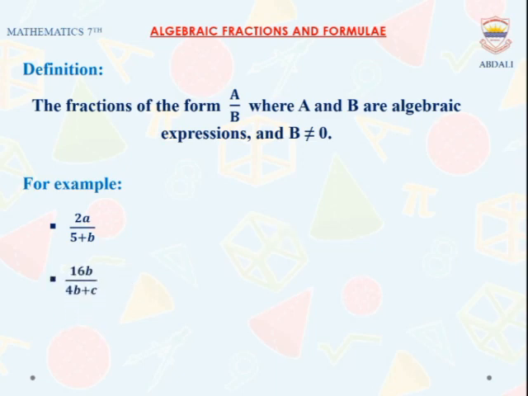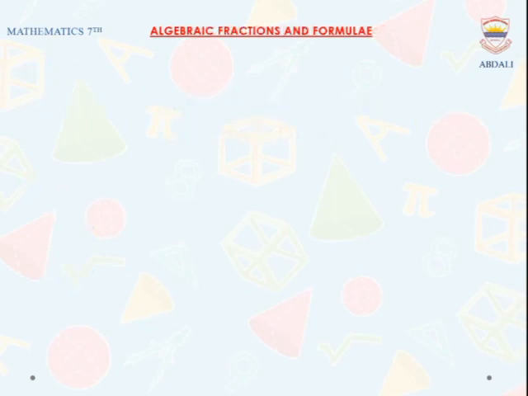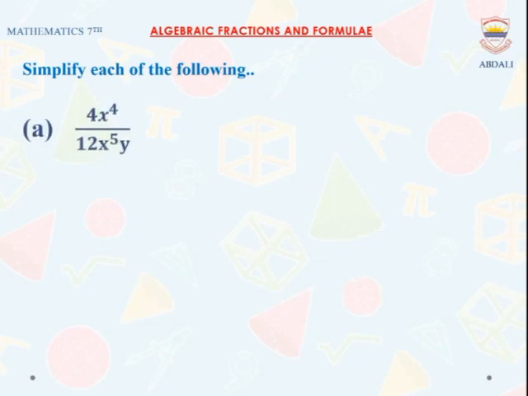Here is another example, 16b by 4b plus c. So in this example also, both numerator and denominator are algebraic expressions. That's why it is also an algebraic fraction. So now let's start solving some questions. The question statement is, simplify each of the following. Part A is 4x power 4 by 12x power 5 y.